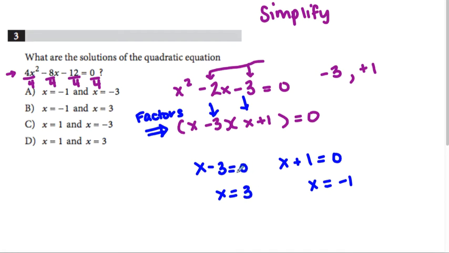Now, I mean, you could, if you wanted to, have plugged in each of those answers. I think it might have taken you just as long. But the most important thing on these types of questions is to simplify if possible, or clear fractions if you can. All right, hopefully that was helpful.